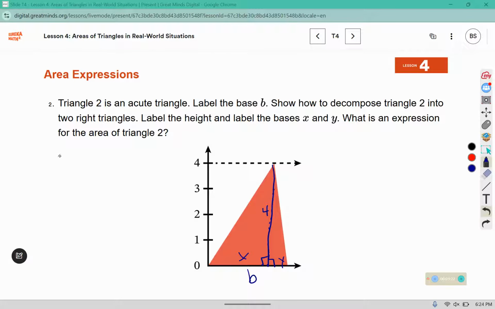What is an expression for the area of triangle 2? Well, this would be 1/2, the base is x, and the height is 4. And then for this triangle, we would do 1/2, the base is y, and the height is 4. To figure out the whole triangle, we would combine those two areas together. We could rewrite this though. 1/2 times 4 is 2x, and 1/2 times 4 for this one will give us 2y. So we could write our expression as 2x plus 2y.